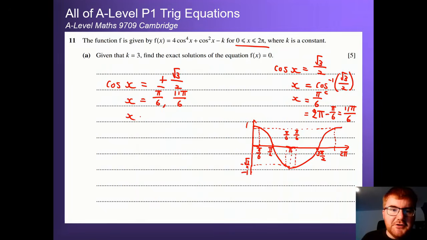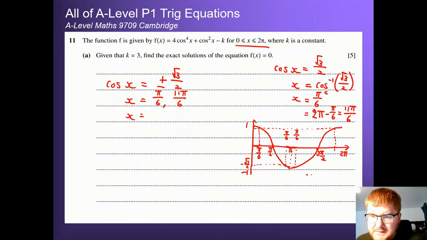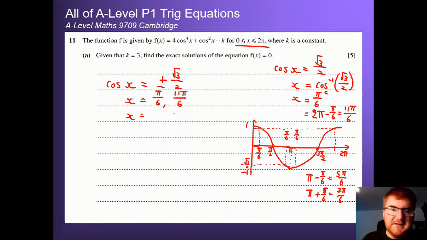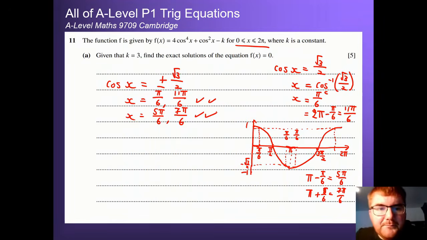To work out those solutions, all I need to do here is do pi minus pi over 6, which will give me 5 pi over 6, and then pi plus pi over 6, which gives me 7 pi over 6. So to work out these negative answers, we also need to consider the bottom part and the symmetry of that particular graph. So with this, we've got 4 different solutions here. We've got pi over 6 and 11 pi over 6 for the positive, and then we've got the negative answers, which gives us 5 pi over 6 and 7 pi over 6 as well.